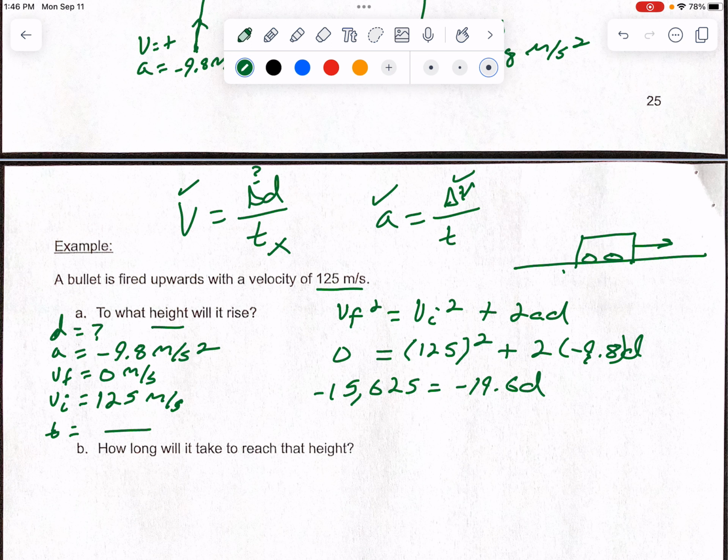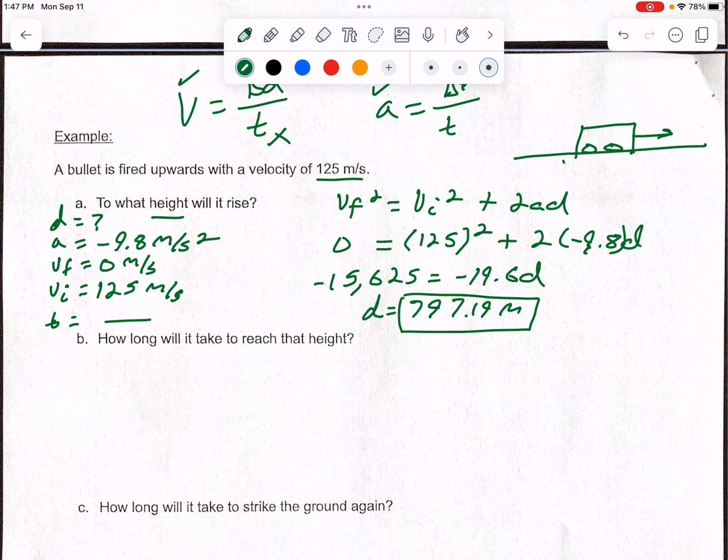Well, if I'm shooting something up in the air, I shouldn't have a negative distance. I should have a positive distance. So that's where that negative comes into play to balance out, because if I divide both sides by 19.6 and negative 19.6, those negatives are going to cancel out, and we're going to get a height of 797 meters. 797.19 meters. So there's your answer right there.